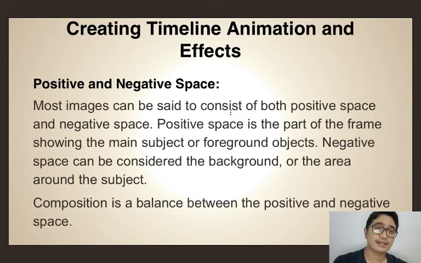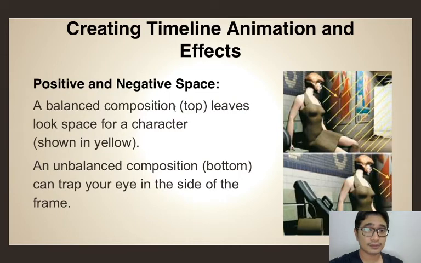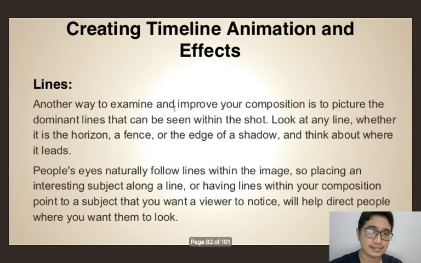Positive and negative space: most images can be said to consist of both positive space and negative space. Positive space is the part of the frame showing the main subject or the foreground objects. Negative space can be considered the background or the area around the subject. Balanced composition leaves a look space of the character shown in the yellow. And unbalanced composition naman can trap your eye in the side of the frame. Kumbaga kung saan siya nakatingin, dapat yun yung mas lamang ang space.